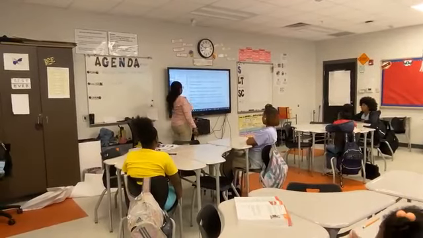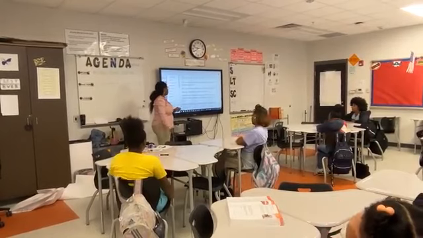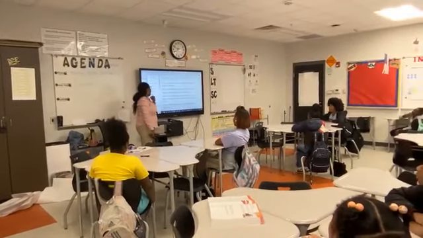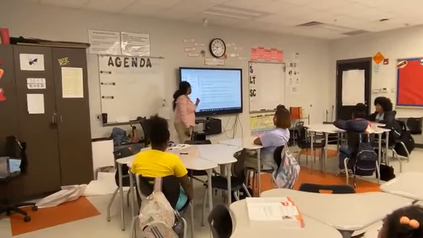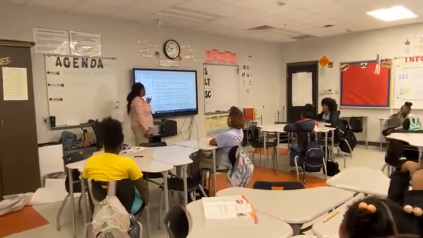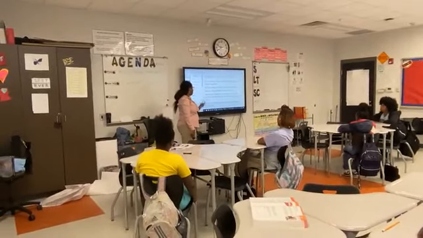So today our learning target is: I'm learning to use number sense to reason about multiplying decimals. Our success criteria, what you should be successfully able to do by the end of class, is: I can determine whether my product is reasonable.